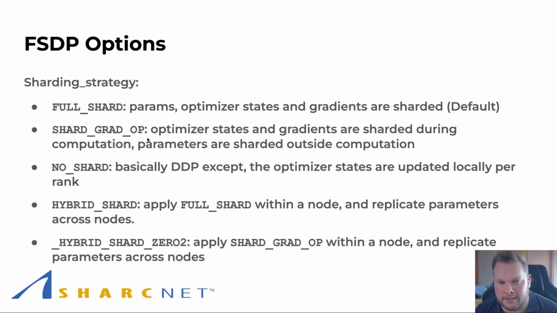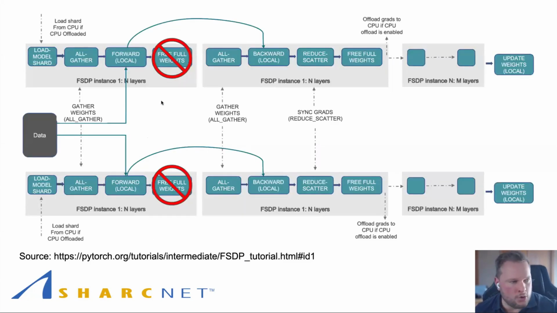Now, what that means is, in our flow diagram that we had before, after we're done with the forward local pass, we're not freeing the full weights. We hold on to that unit until we get to the backward pass and then release it. So we're just getting rid of this step. And you can see how this would affect your memory. Now, at the end of your forward pass, you've essentially gathered up the whole model again.